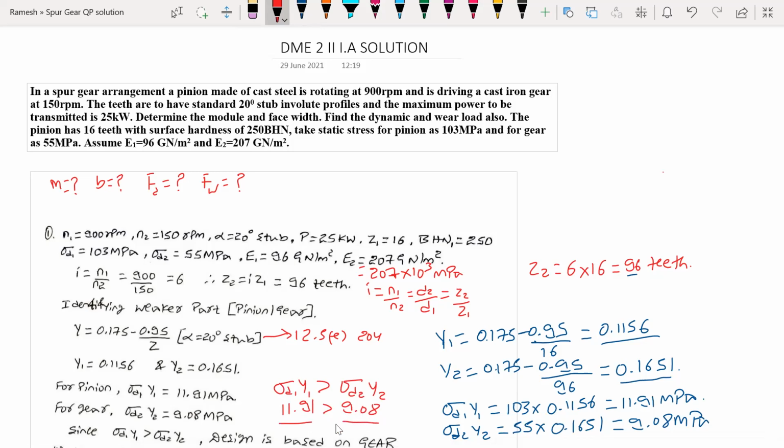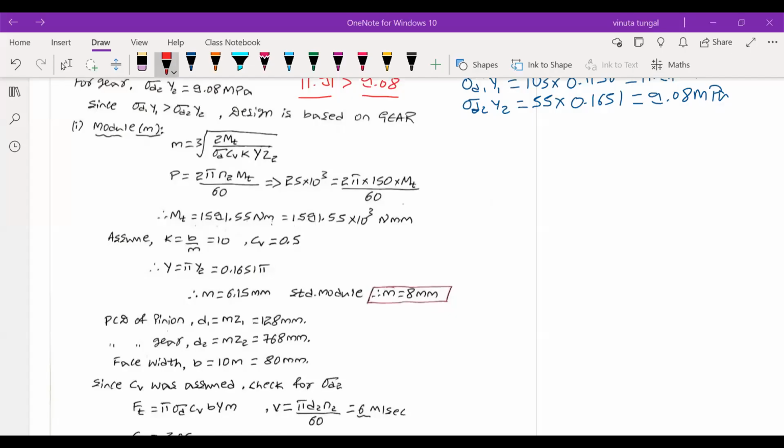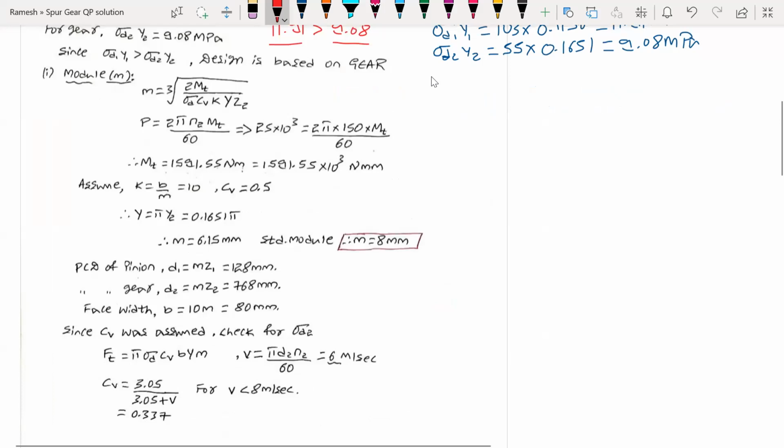Whatever further design is there, that further design is based on the gear. In this case, the gear is weaker. Further, the designing we are going to do is for the gear. Further design will be done on the gear.